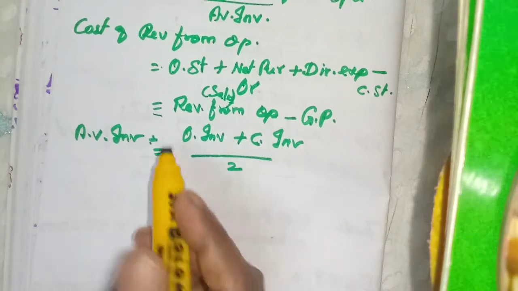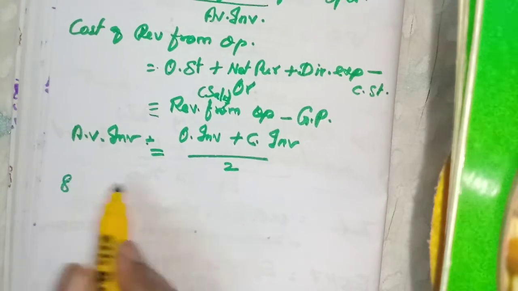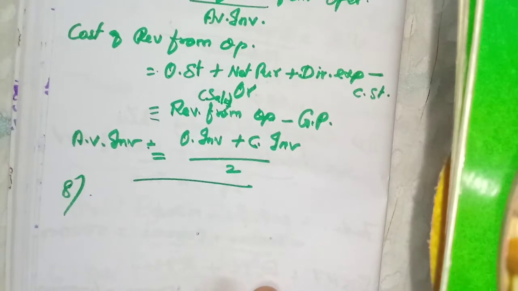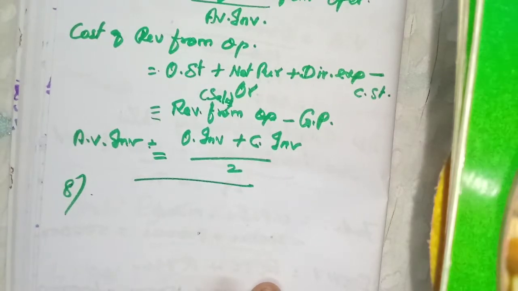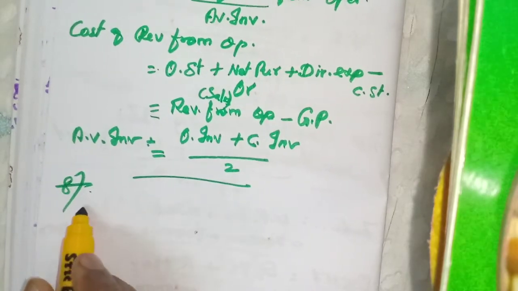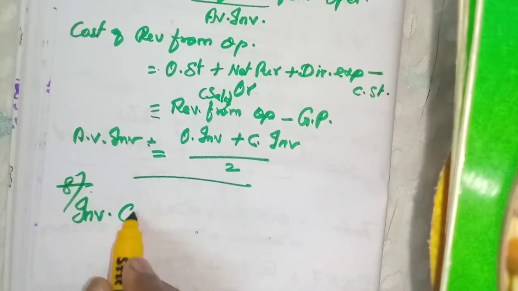Okay, we will see one problem, turnover ratios, problem eight. From the given information, calculate the inventory turnover ratio and inventory conversion period. That also we will learn.